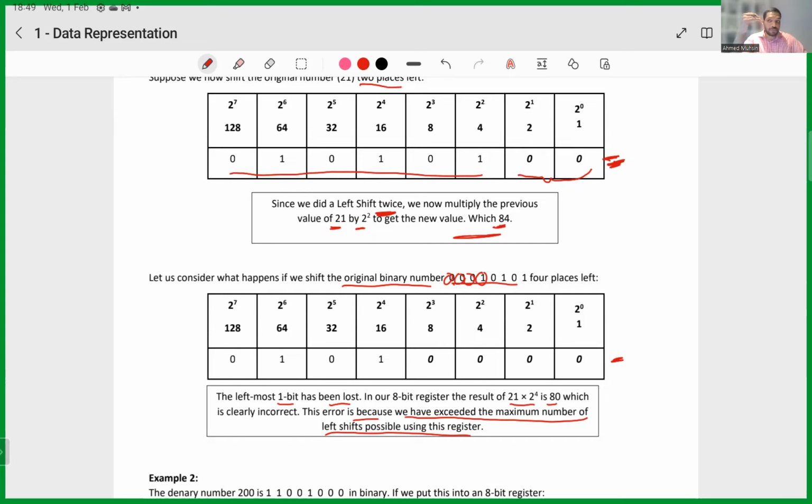Do keep in mind, you can left shift as long as you don't push a 1 out. The moment you reach a 1, you have to stop. You can push zeros out, but you cannot push a 1 out. The moment a 1 is pushed out, you're going to have an error. So do keep that in mind.